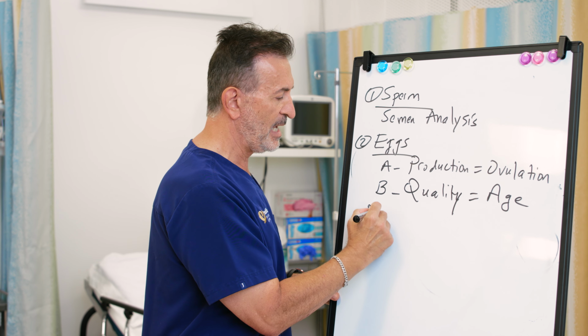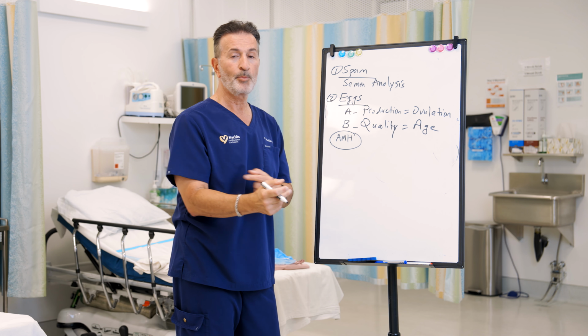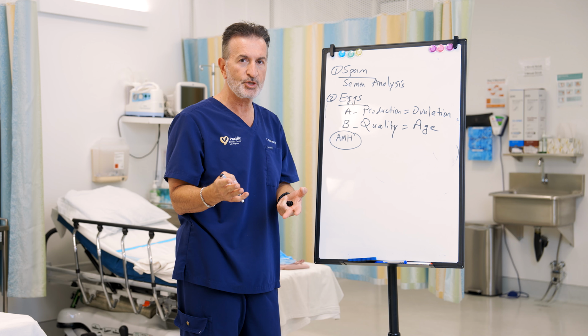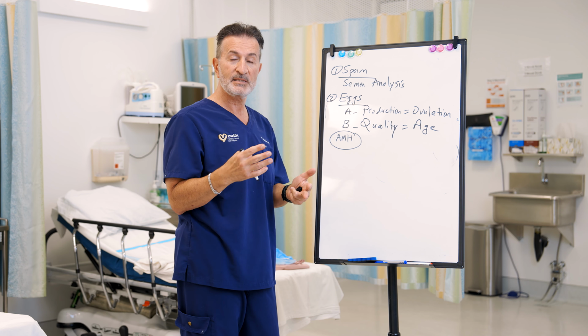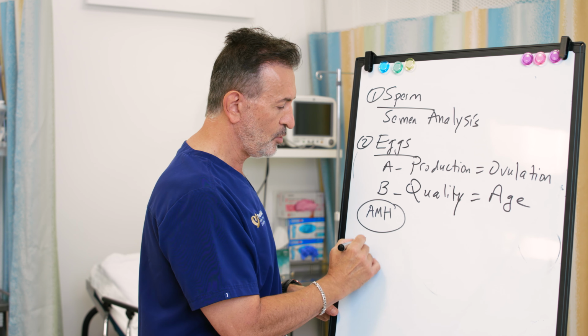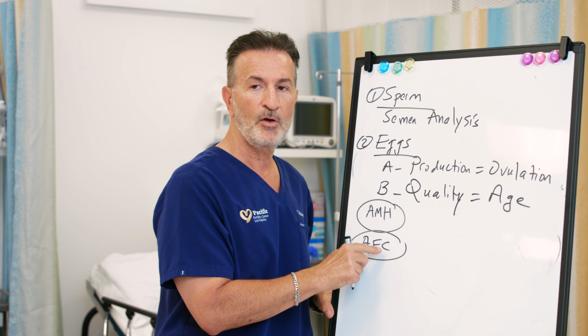One is called an AMH. That's an anti-Mullerian hormone blood test, and it tells us how good the ovaries are, because there are variations. At 28, the ovaries are not as good as 36, but sometimes even at 28, you lose ovarian function. And AMH will tell us how good the ovaries are. But the ultimate test is a test called AFC, or antral follicle count.